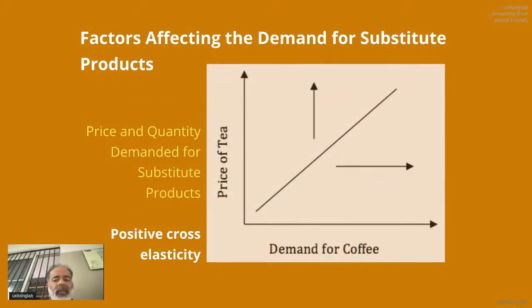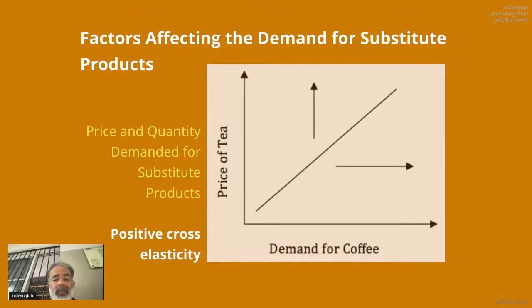Then, factors affecting the demand for substitute products. Price and quantity demanded for substitute products. That's a positive cross elasticity. What is it? If the price of one product rises, the demand for the other rises, since the consumer will prefer to pay a low price if the utility derived is almost the same.